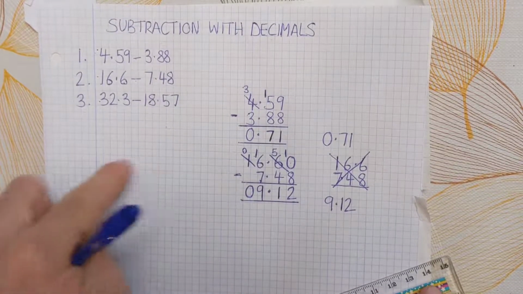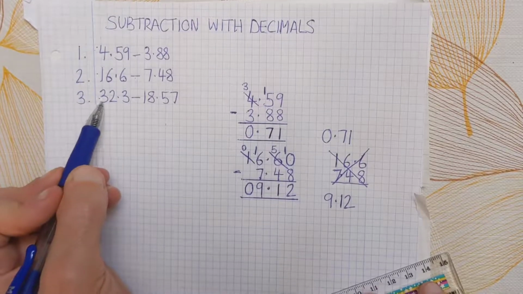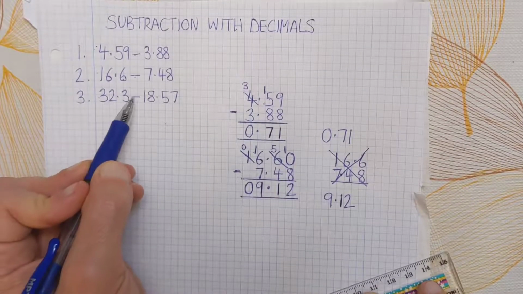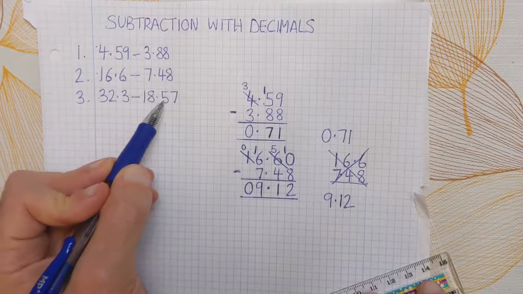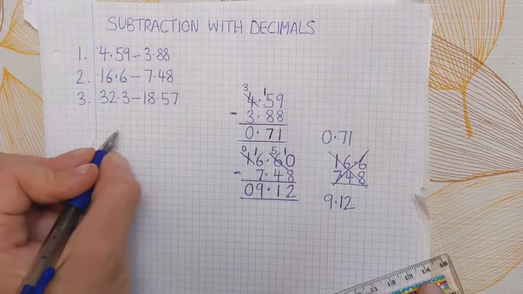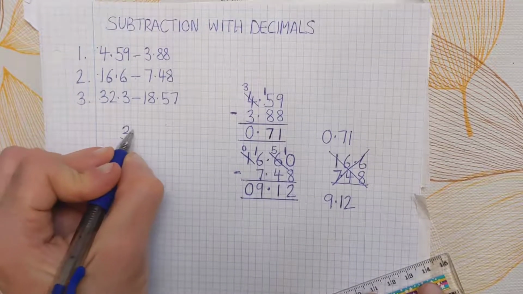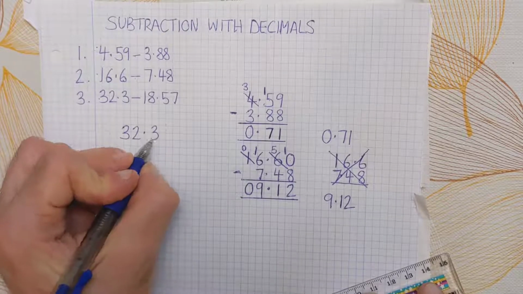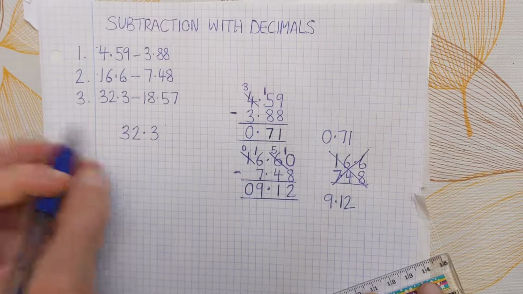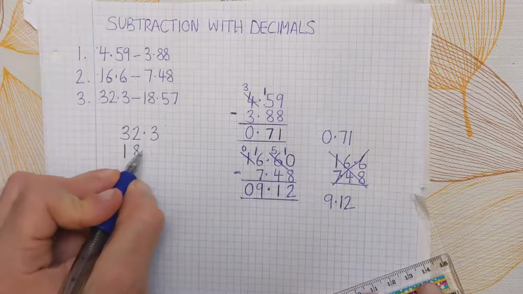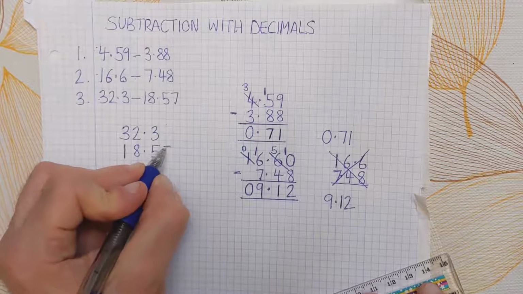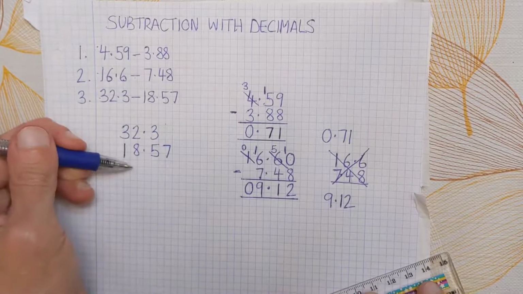Let's do the last one. Let's do it here on the left. It says 32.3 take away 18.57. And so we put 32.3 take away 18.57. Everything lined up.